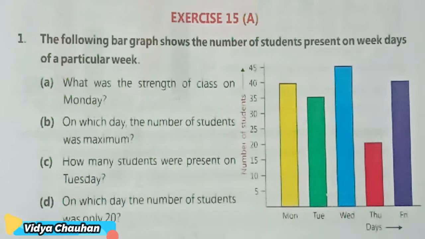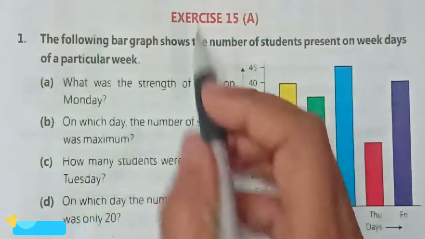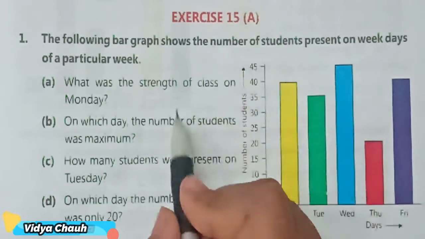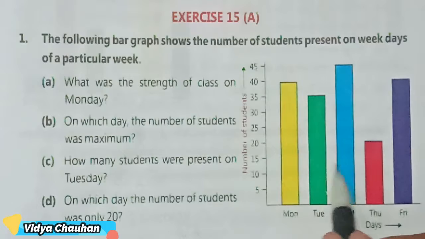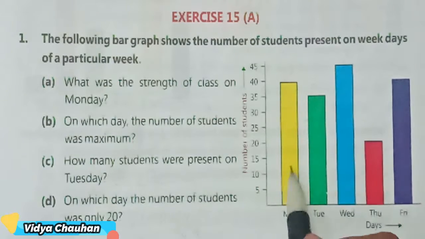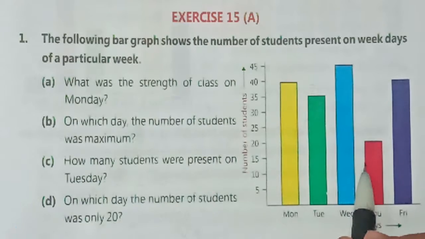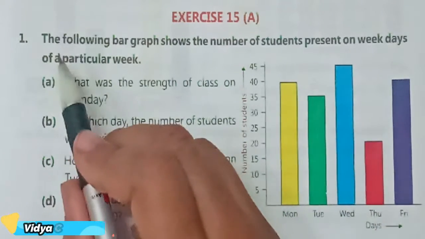Now students, after discussing data handling and the different methods of representing the data, that is by pictograph, by a bar graph or by a pie chart, let us discuss some questions from your book exercise. As you can see, we are going to start exercise 15A. In this exercise, the first question has a graph already given to you, and it is depicting some information. So let us read what information it is giving us.